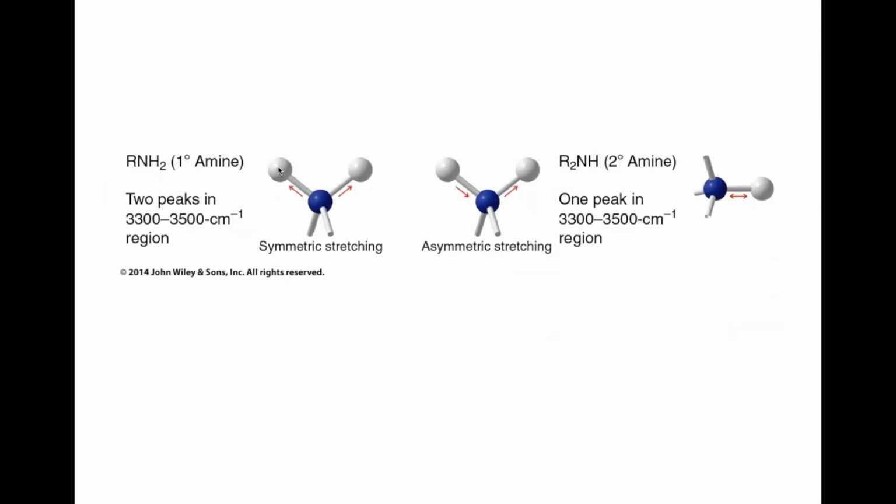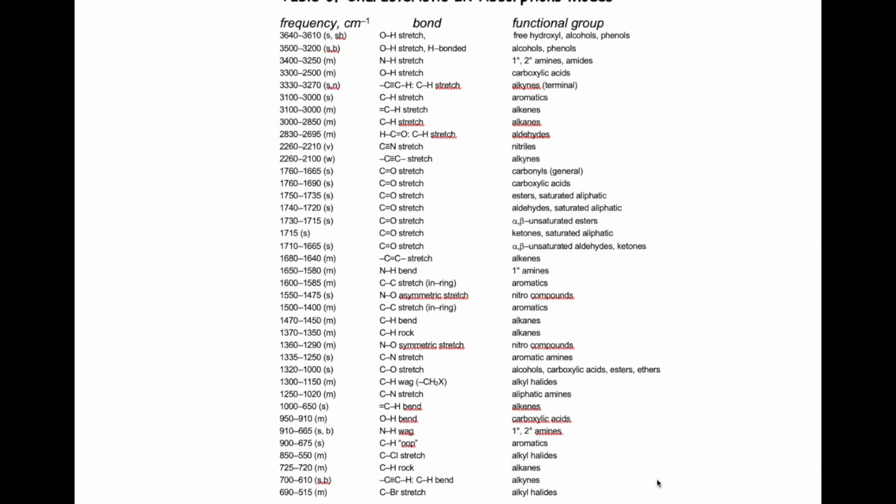When you have an amine that is primary, which means that there's only one carbon connected to the nitrogen and two hydrogens, we're going to see two peaks within that range. Whereas if we have an amine that's secondary, which means it has two carbons on it and only one hydrogen, that's going to just be one peak that we observe up in that 3,300 to 3,500 range.